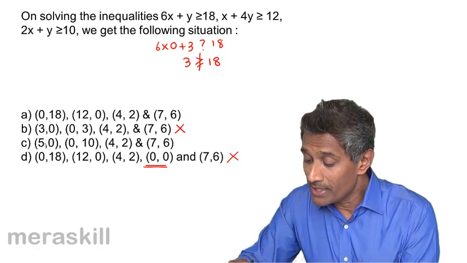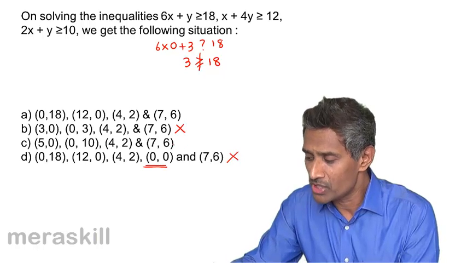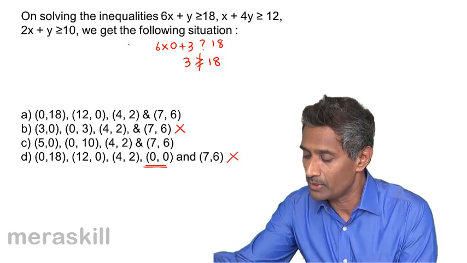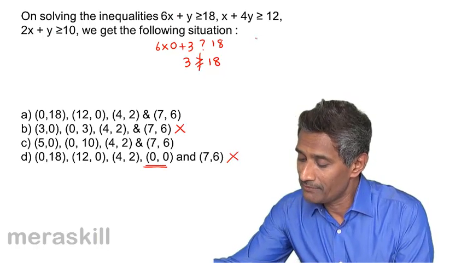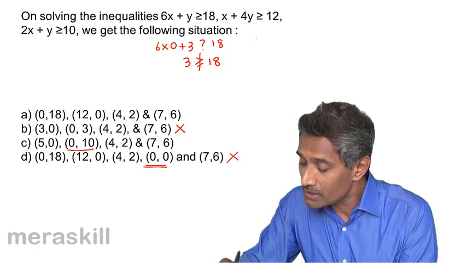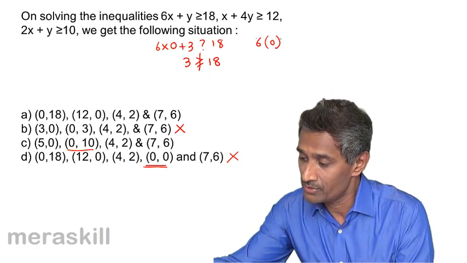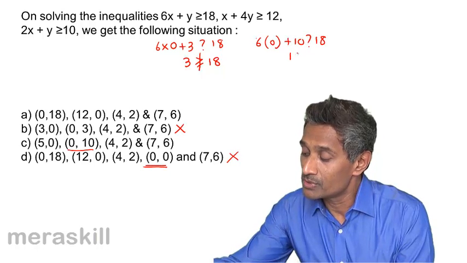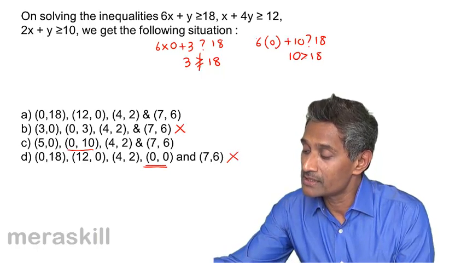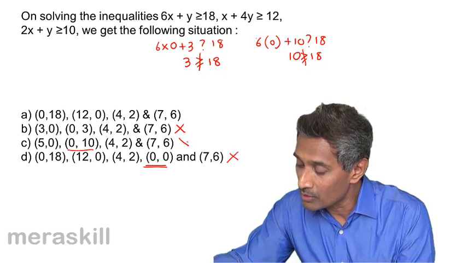Similar to that, we have a case like the 0, 10 in this. Let's check this also in one of these inequations. Yes, say in this one. We'll take this 0, 10 and try to substitute in this. So we have 6 into 0 plus 10, and we have 18. So 10 and 18 again, 10 is definitely not greater than or equal to 18. So this is out too.